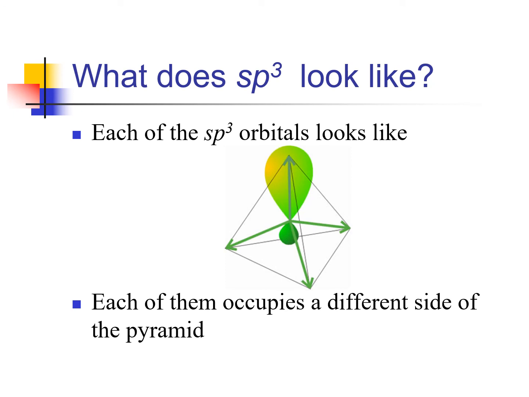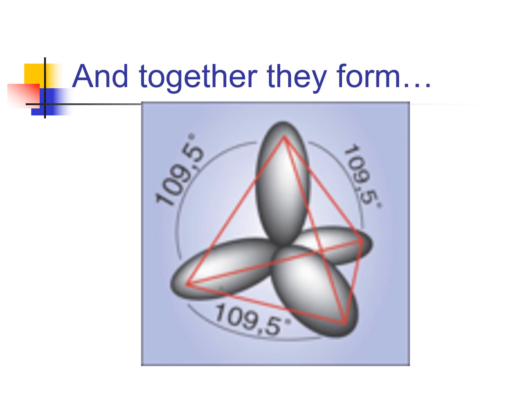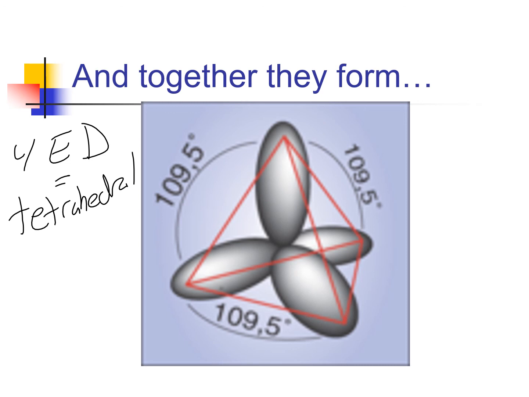Again, that shape should look familiar. This would be tetrahedral, 109.5 degrees. So again, 4 electron domains equals tetrahedral equals sp3 hybridization. That's what you need to know.